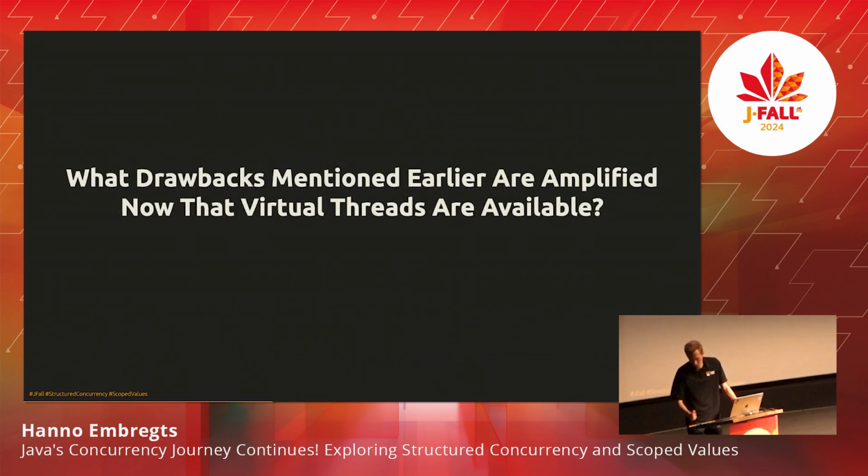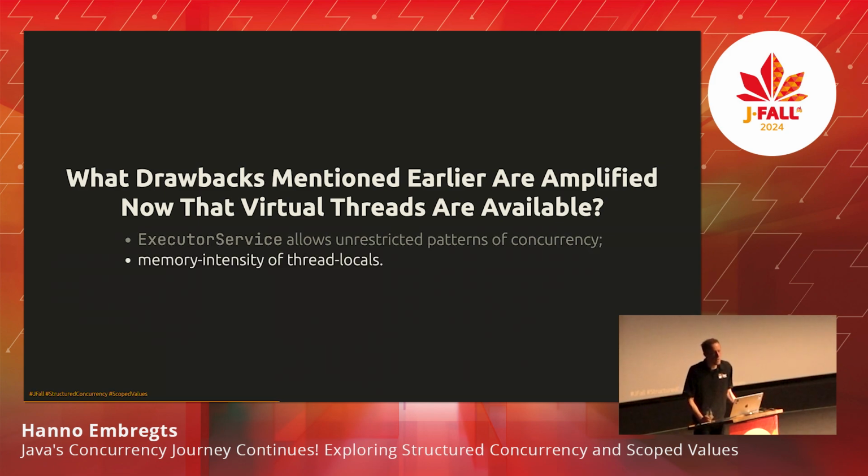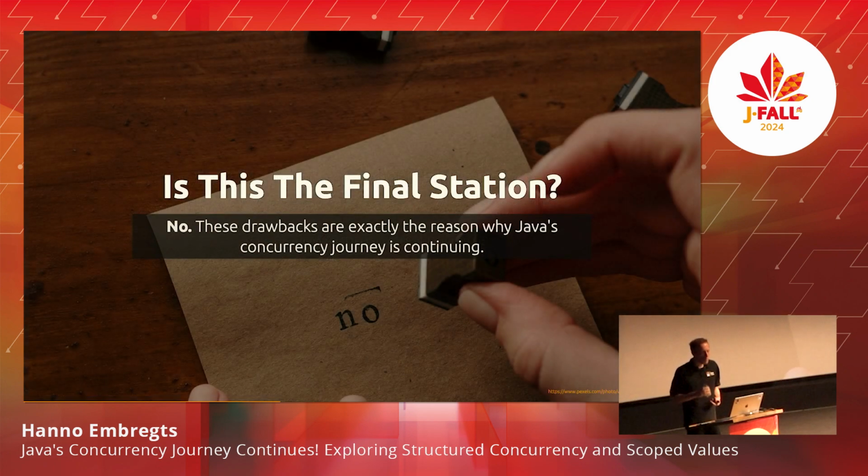So that means that we've listed all our drawbacks, and the question I want to ask myself now is what drawbacks are amplified now that virtual threads are available? In my opinion, it is this one, unrestricted pattern of concurrency, because there are more threads available to us, so these patterns will become more complicated. And like we just saw, the memory intensity of thread locals. Of course, this question is rhetorical. It's never the final station. More features are being developed that exactly want to focus on the drawbacks that I just mentioned.